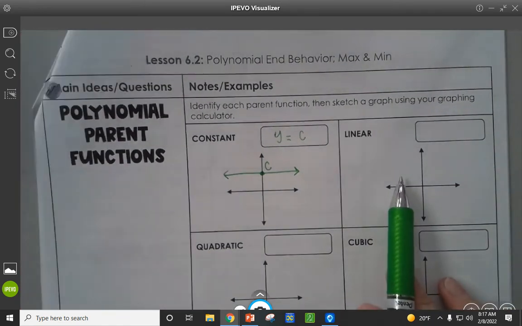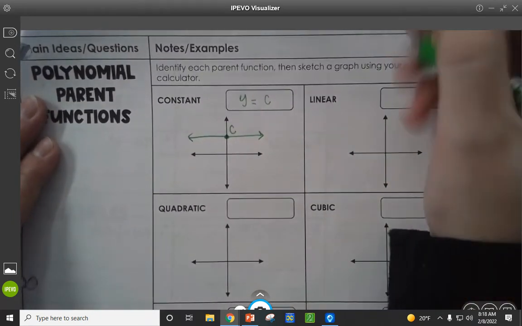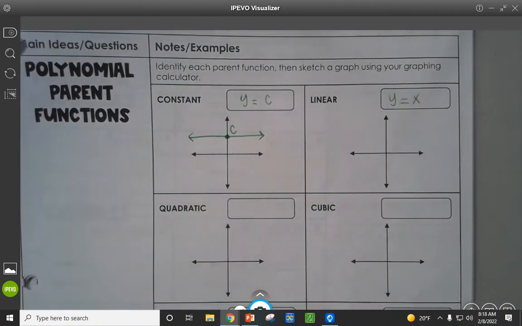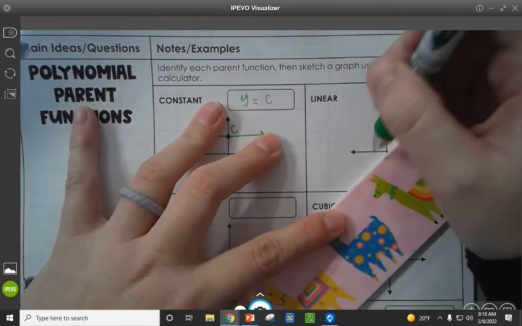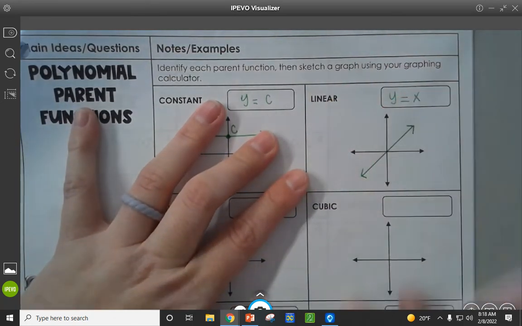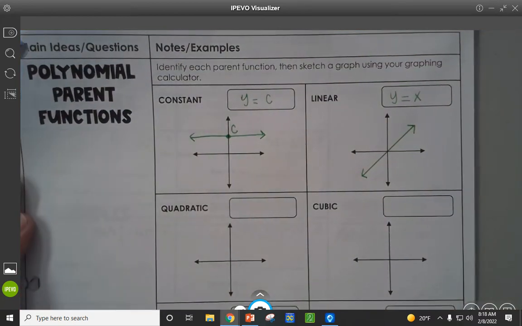A linear graph, we talked about, had a degree of 1. So the original one is y equals x. And that is this line right here. It's just a straight line. It's linear.